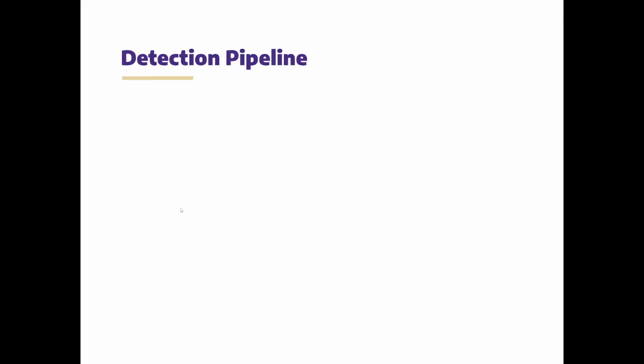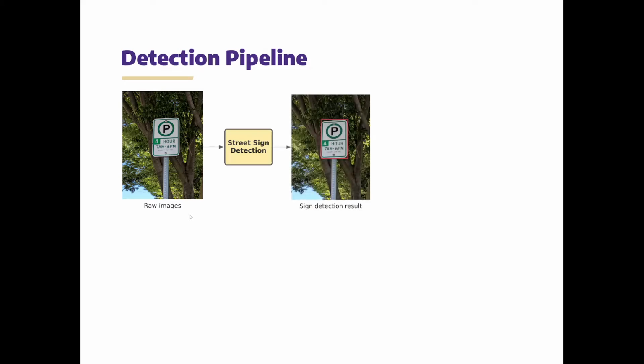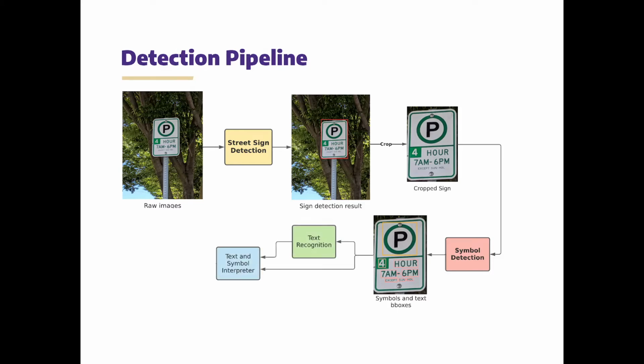We start with a raw image taken from the user's phone or from a frame in the video stream, pass it to a sign detection unit which will locate all the signs and crop it out of the original image. Then, a symbol detection model will identify all the symbols on the cropped signs. From there, we can start generating parking rules and inform the user appropriately. This pipeline consists of multiple components, and our work focuses on sign and symbol detection.